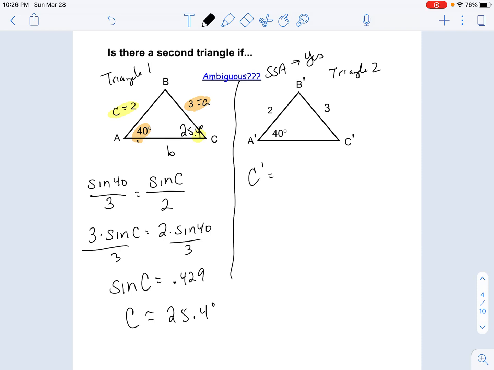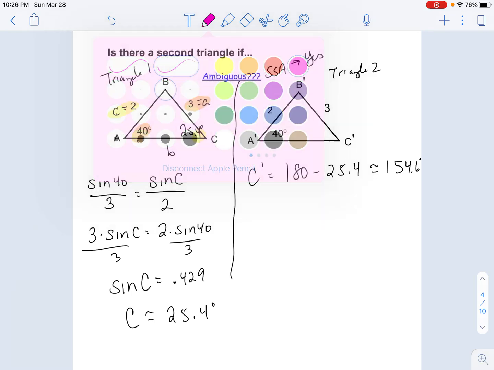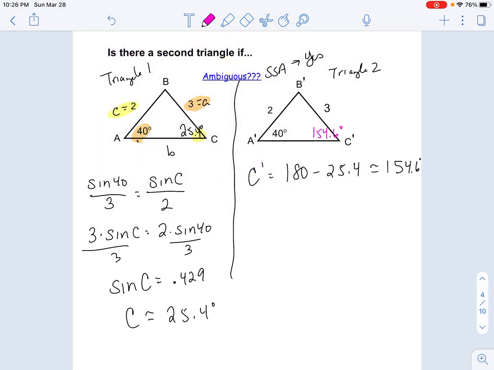But remember, to find C prime in the other triangle, I have to do 180 minus that reference angle of 25.4 degrees. So when I type into my calculator 180 minus 25.4 degrees, that's approximately equal to 154.6 degrees. So if I plug in that 154.6 degrees, we have a problem, because if I add 40 and 154, that's 194. So that triangle is too big, right? All the angles have to add up. So in this case, I know that there is no second triangle.